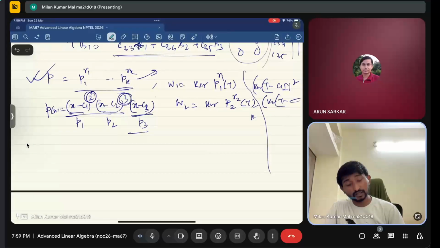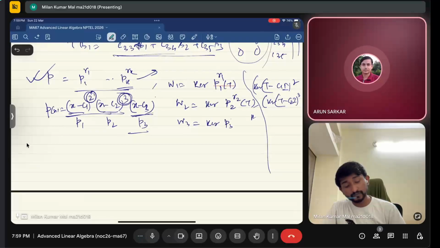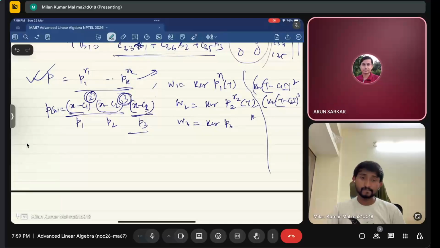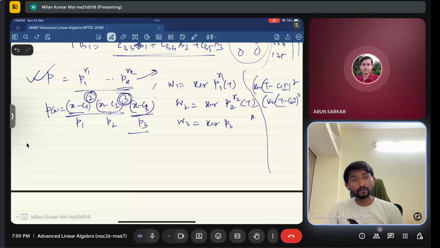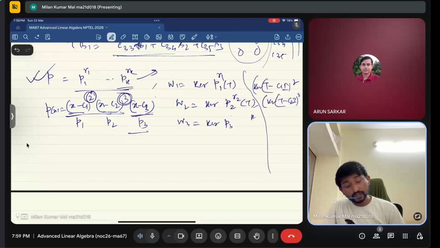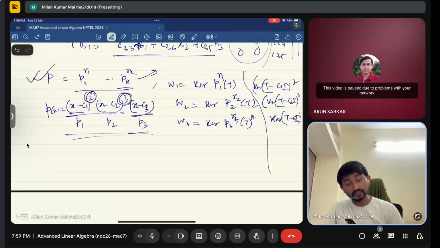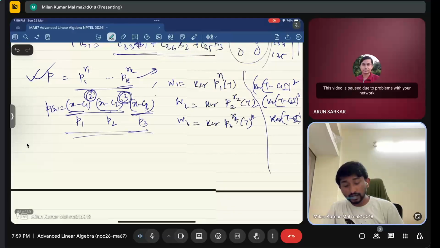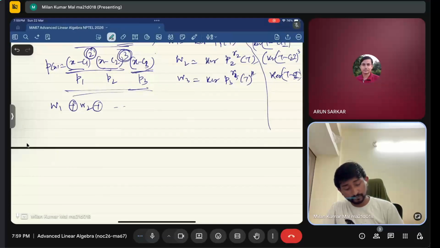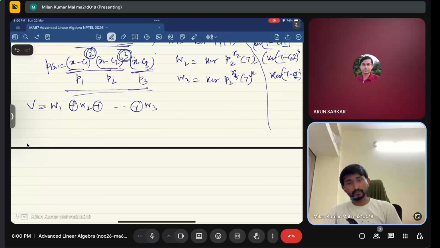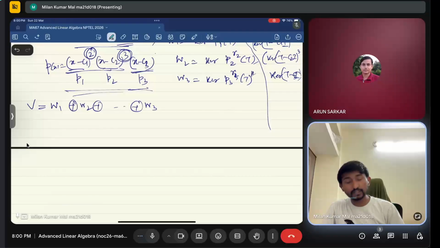Let me clearly write it. And W3, which equals the kernel of P3 to the power R3 of T. So for example, here these are the three elements I'm talking about. The primary decomposition theorem says that W1 direct sum W2 direct sum W3, they will be independent, and this direct sum will be the full vector space V. Note that whenever you have diagonalizability, these powers are 1, right? This is what the theorem says.